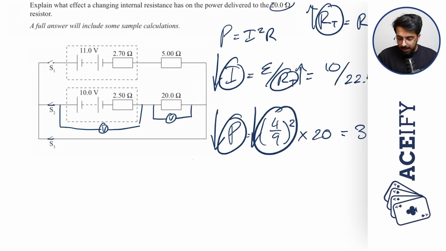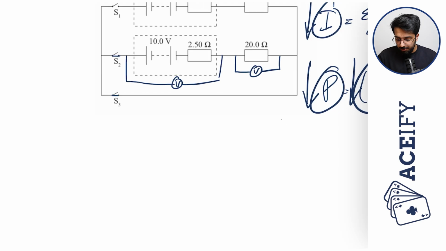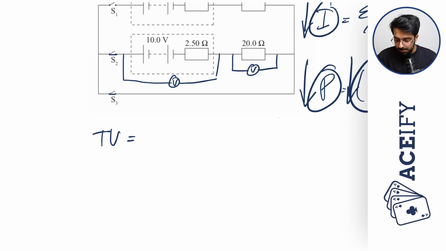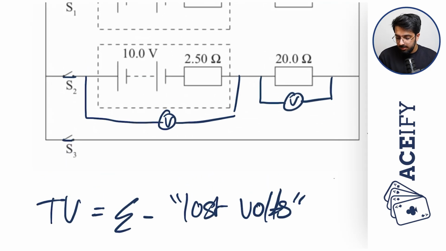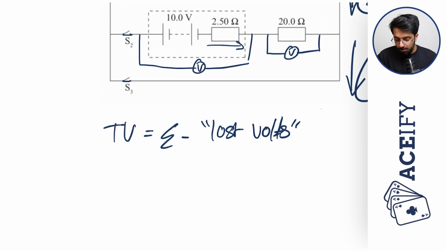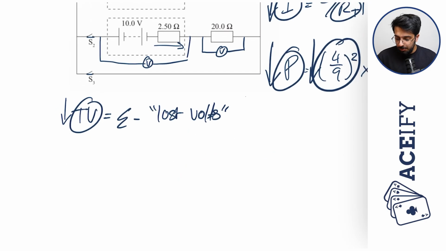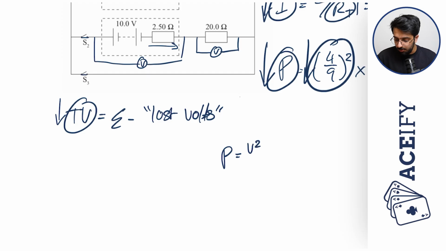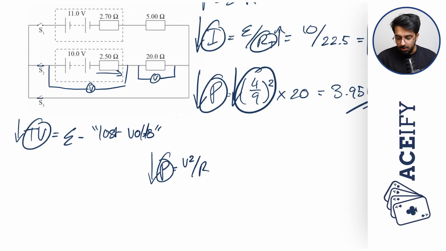And so therefore, if our internal resistance increases, as our terminal voltage is equal to our EMF minus our lost volts, there's going to be a greater voltage drop due to our internal resistance. And so our lost volts is going to increase, meaning our terminal voltage is going to decrease. And so we can also say that P is equal to V squared all over R. So if our terminal voltage decreases, the voltage across our 20 ohm resistor is also going to decrease, and so the power delivered to the 20 ohm resistor is going to decrease. So you can do it both ways.